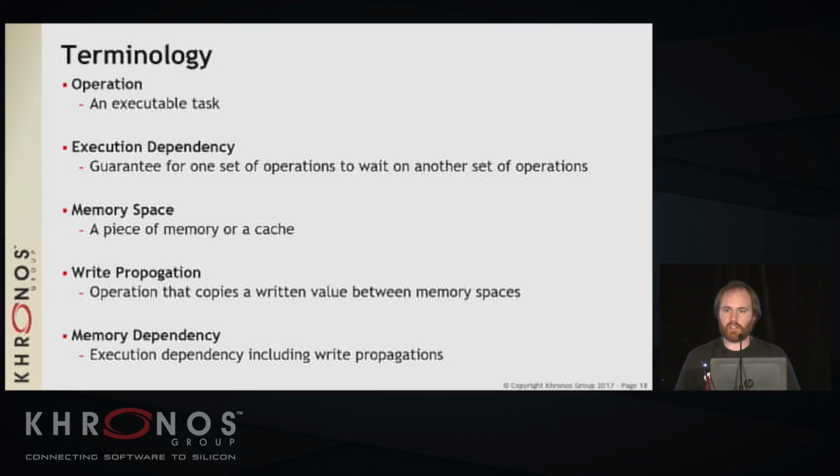So there's a synchronization point. On the memory side, and this is something that Vulkan is much more explicit about than GL was, I'm going to be talking about something called memory spaces. This is a semi-arbitrary terminology that I've been floating around for a little while now, but what it basically means is either a piece of memory or registers or a cache. It's basically somewhere that data values can exist. And then a write propagation is a type of operation that can move data between those. So a flush or an invalidate would count, for instance. And then finally, a memory dependency is just an execution dependency that includes write propagations, which is just a useful thing to keep in mind.